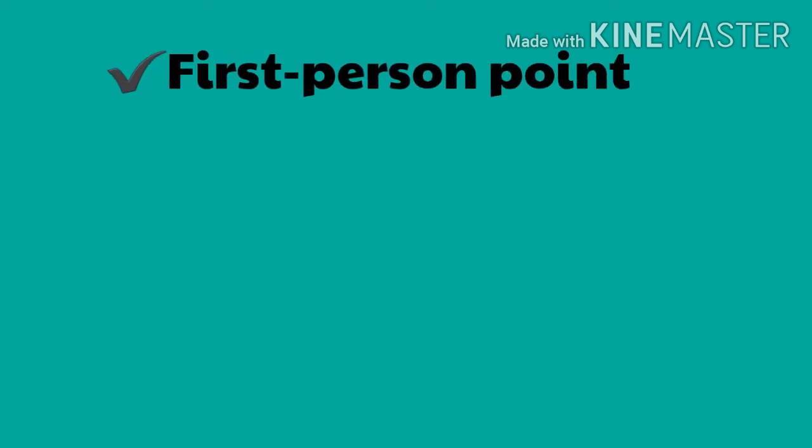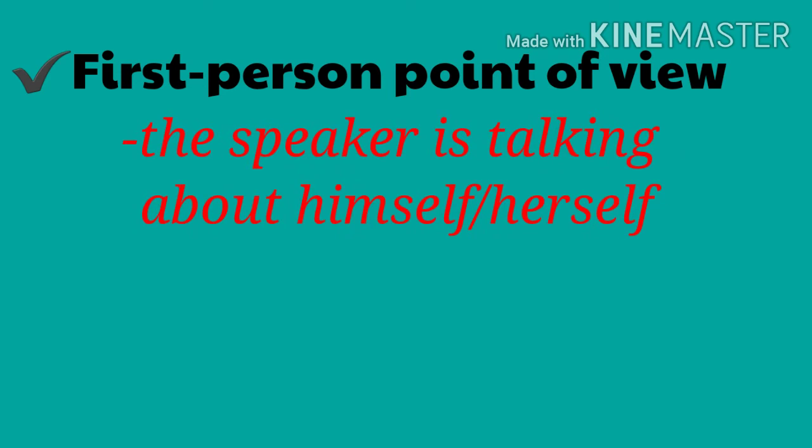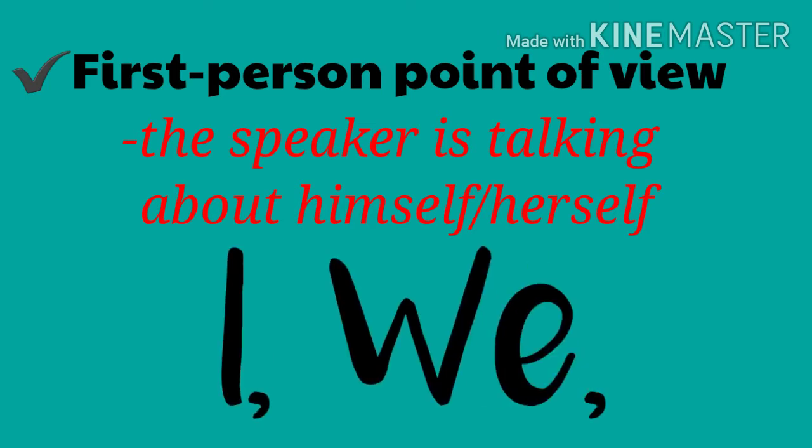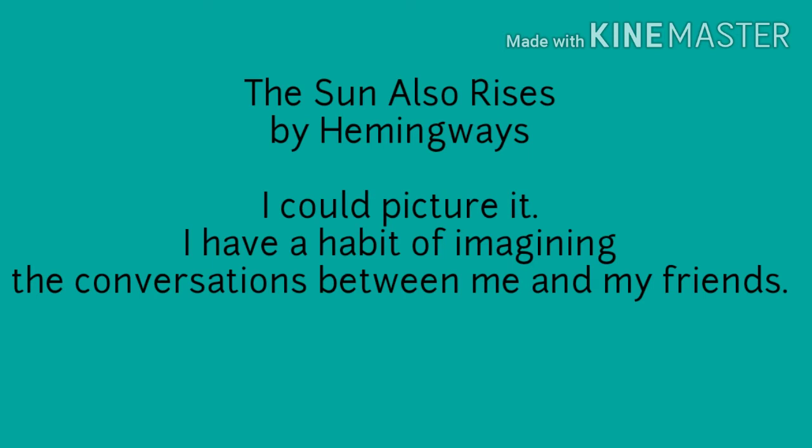First person point of view is when the speaker in the poem is telling about himself or herself. It involves the use of either of these words, I, we, or me. Here is an example. These lines are from The Sun Also Rises of Hemingway's. I could picture it. I have a habit of imagining the conversations between my friends. The word I tells that the speaker is the character in the text, or the speaker in the poem talks about herself.